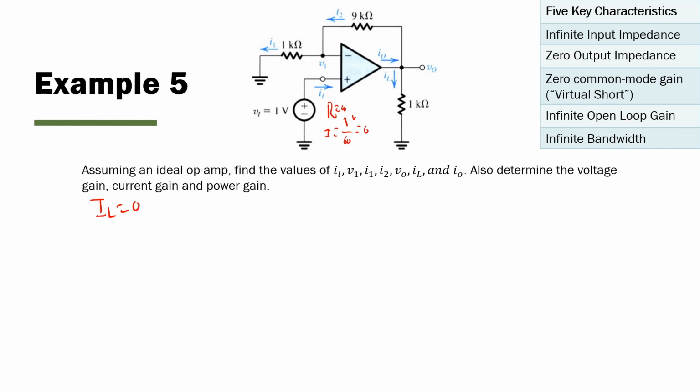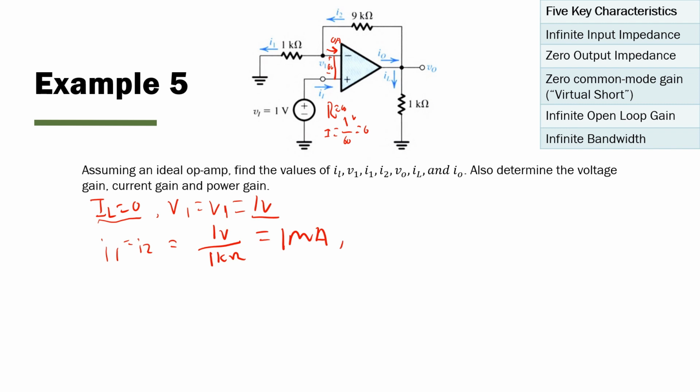Now we can use the virtual short property to figure out V1. We know that this should have a voltage difference of 0 volts. Therefore, V1 should just be equal to Vn, which is 1 volt. So far, so good. Again, we have infinite input impedance, which means there is no current in this terminal, which means I1 has to be equal to I2, which we can calculate as 1 volt divided by 1 kilo ohm, right? Just V1 divided by that 1 kilo ohm. That is 1 milliamp.